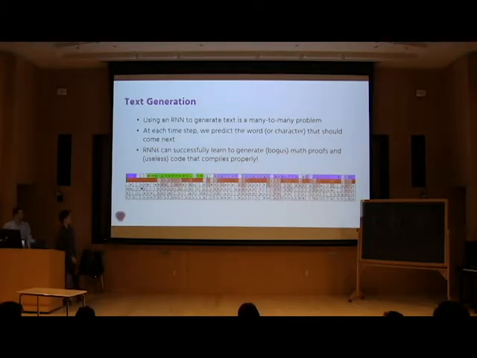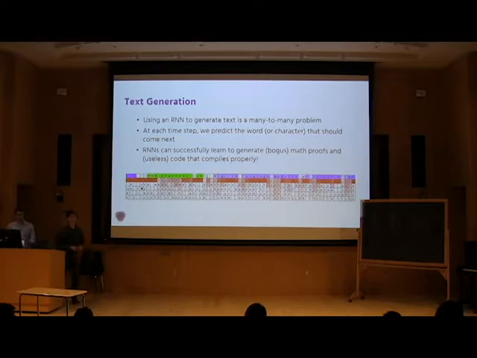a location for unknown, a location for start, a location for end. So the problem that we're dealing with is a text generation problem. This is obviously a many-to-many problem because the input is a sequence of text and the output is also a sequence of text. At each time step, we're predicting the next word that should come. Given the word hello, what should be the word that comes after that? And then in that context, after hello Ryan, what comes after that? And we just keep going.